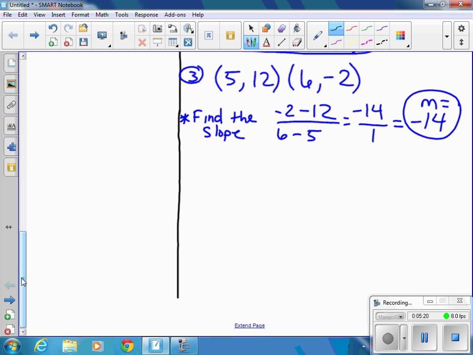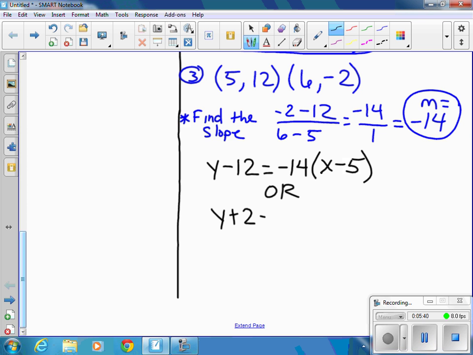No matter which one you give me, as long as it's done right, I have to give you full credit for it. So your two possible answers for this problem, if I use the first ordered pair, it would say y minus 12 equals negative 14 parentheses x minus 5. That's one answer. You give me that, you're done with the problem. Or if you don't like that first ordered pair and you go to the second ordered pair, then you're going to give me y plus 2 equals negative 14 parentheses x minus 6. And if you give me that one and it looks like that, then you're done and you're correct.